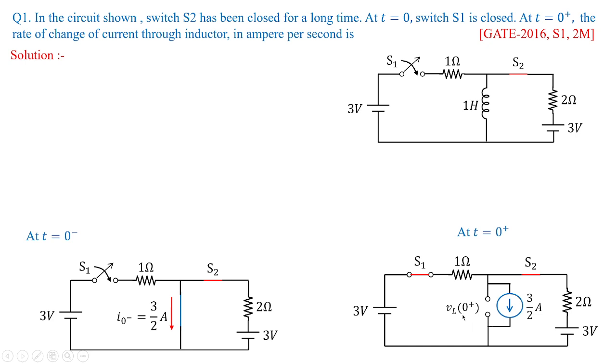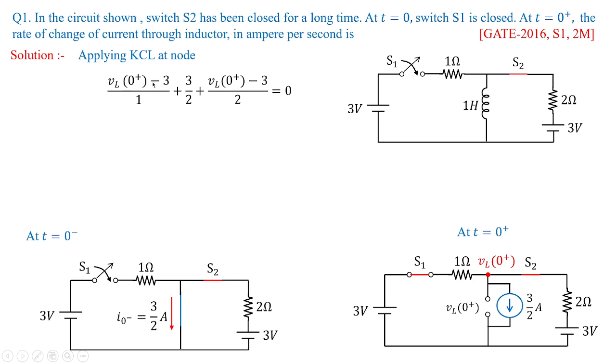Anyhow, we need to calculate the rate of change of current at t equal to 0 plus. So we have to identify the node over here. We have identified the node which is having a voltage of VL of 0 plus. Now applying KCL at this node, I'll be framing the node equation at this particular node. So it would be VL of 0 plus minus 3 by 1. This is one branch current. Outgoing current is 3 by 2 amperes plus VL minus 3 by 2 is equal to 0. This becomes the actual node equation for t greater than 0.